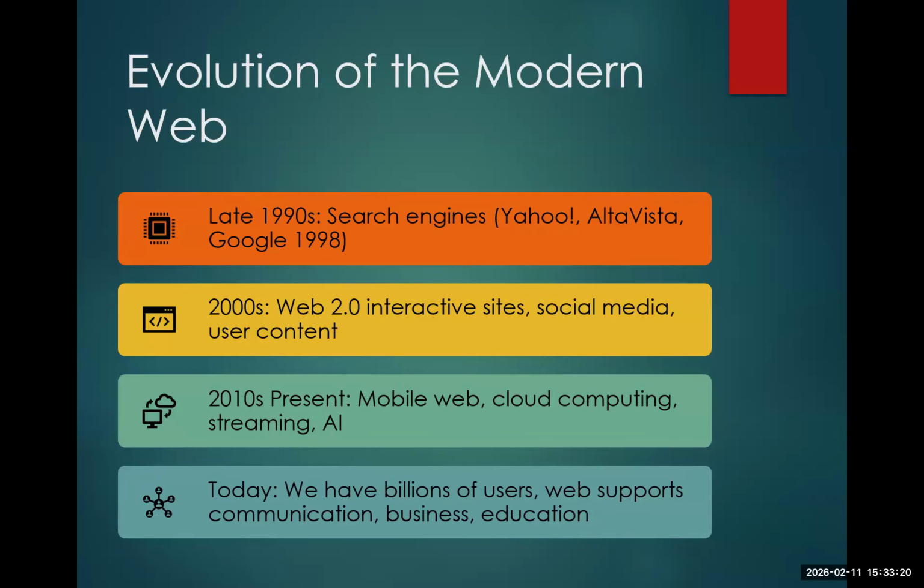The evolution of the modern web. In the late 1990s, search engines like Yahoo, AltaVista, and Google were introduced. In the 2000s, there was a second version of the web with interactive sites like social media and user content. And then in 2010, the mobile web, cloud computing, streaming, and AI were introduced. And to this day, we have billions of users, and the web supports communication, businesses, and education.